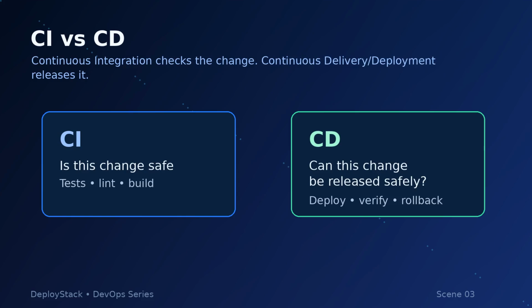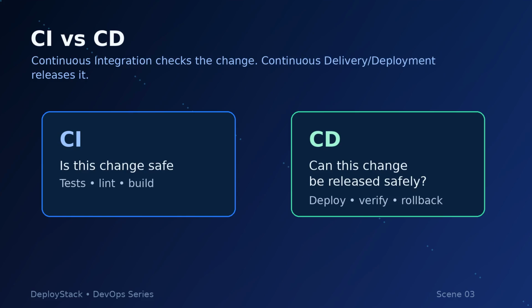Manual deployments are slow. They depend on memory. They depend on one person knowing the right commands. They make it hard to repeat the same process every time. Worst of all, they make it easy for broken code to reach users. CI/CD replaces that manual process with an automated pipeline. The pipeline is a sequence of steps that runs every time code changes. It checks the code, builds the application, tests it, packages it, and when everything is healthy, deploys it to an environment. Think of it like an airport security system for your code. Every change goes through checks before it is allowed to board the plane to production.